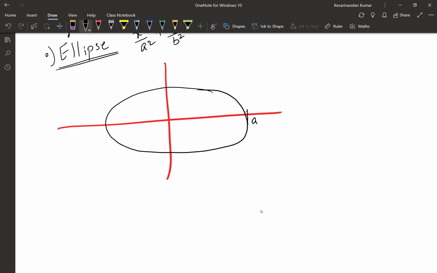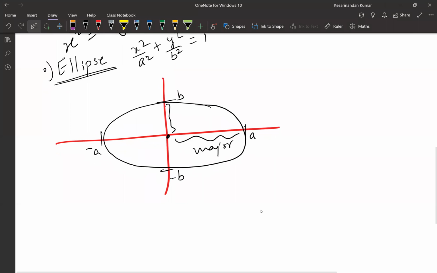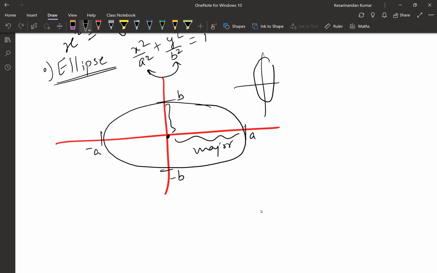This will be a, this will be minus a, this will be b, this will be minus b. This is known as the major axis. This is known as the minor axis. And this is pretty much all you have to learn. If I change these values, this ellipse will look like this, because we have assumed here a is greater than b. That's it, nothing else.